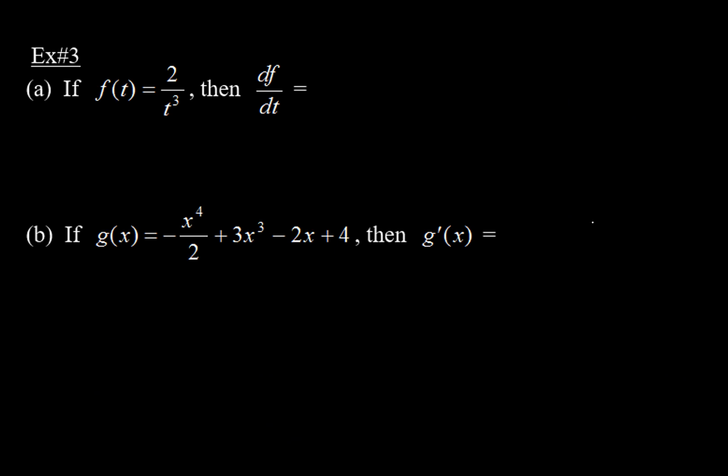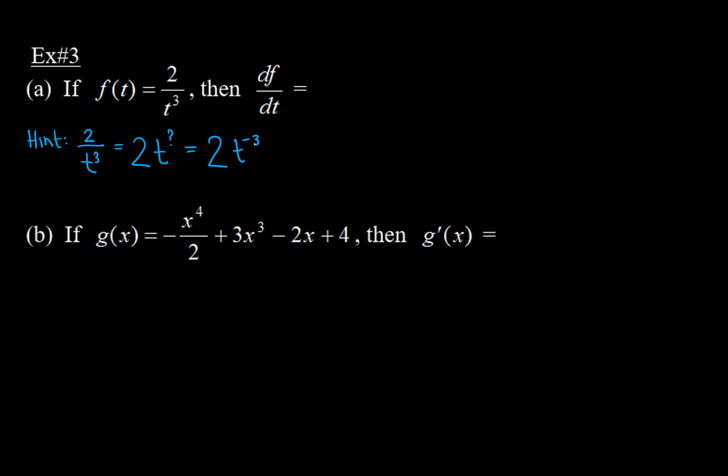Okay, so now we have this function. F of t equals 2 divided by t cubed. So again, how can we rewrite that? If I have 2 over t cubed, how can I rewrite that as 2 times t to some power? Yeah, because we want to simplify it, so make it easier to use the derivative rules. So I'm going to write it as 2 times t to the negative 3.